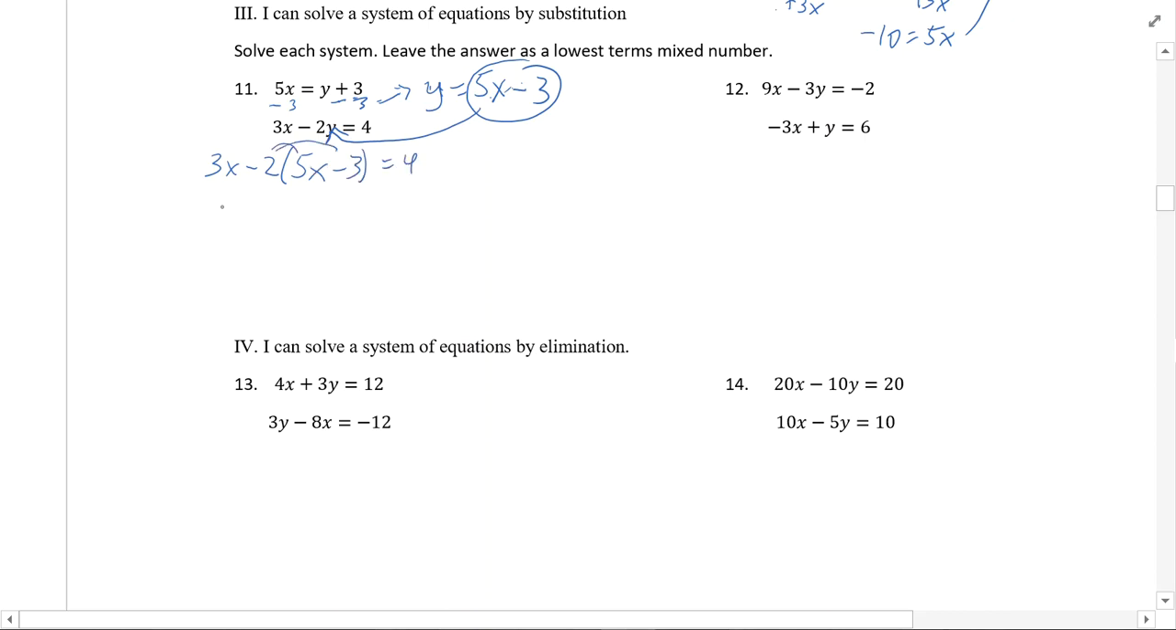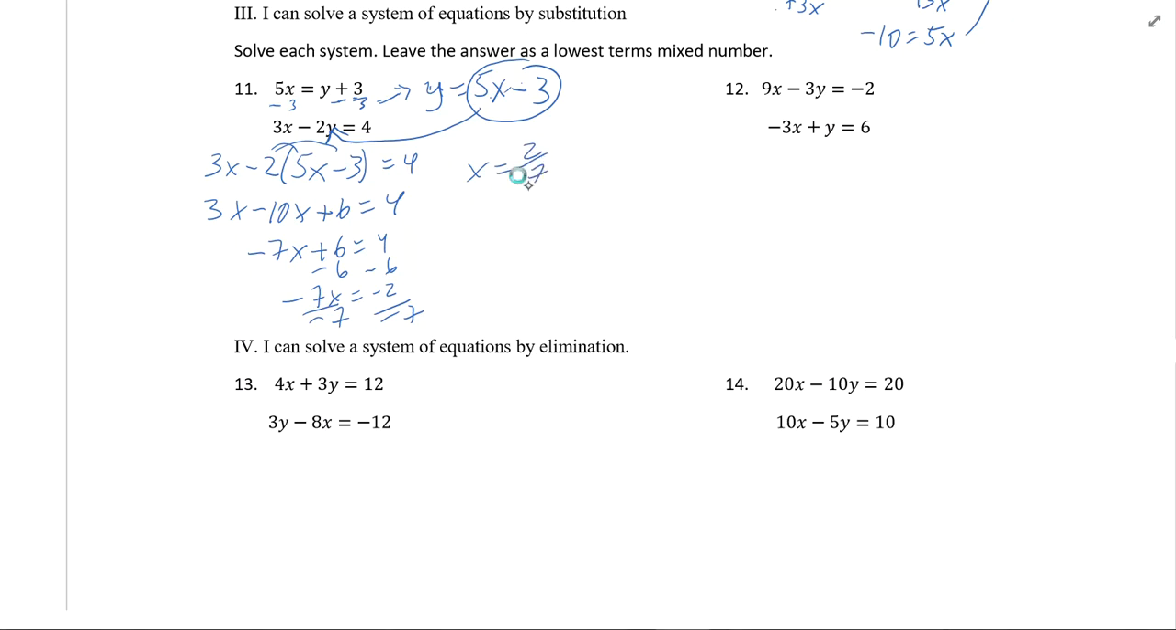So I'm going to distribute the -2. So I have 3x minus 10x plus 6 equals 4. Again, I want to combine my like terms. So I get -7x plus 6 equals 4. I'm going to subtract 6 from both sides. So I get -7x equals -2. And then I'm going to divide each side by -7. So I get x equals 2/7.